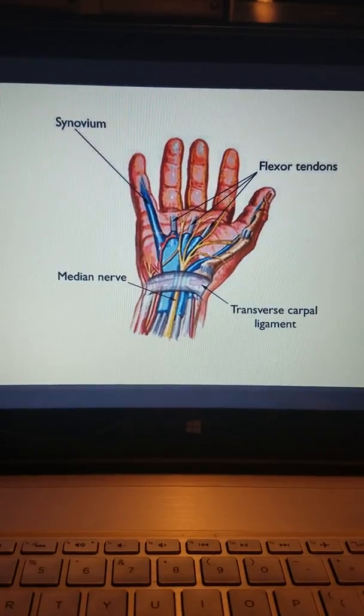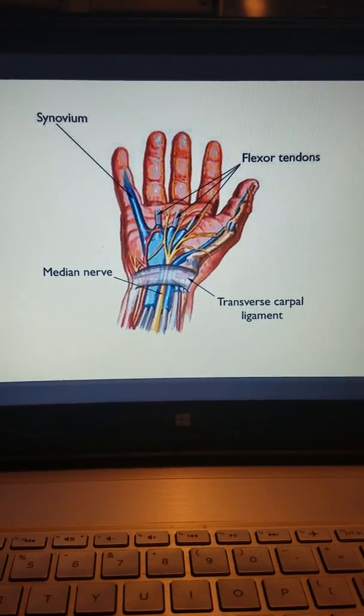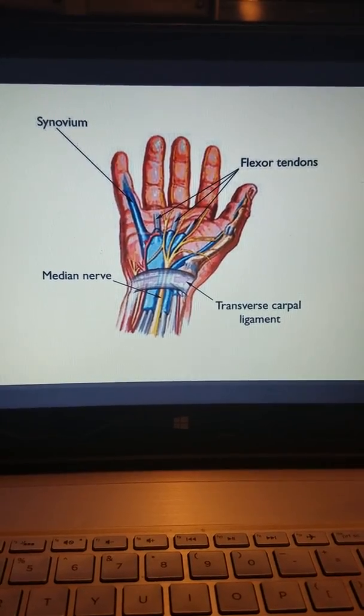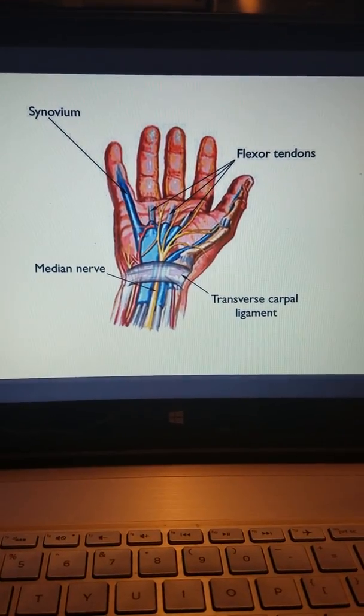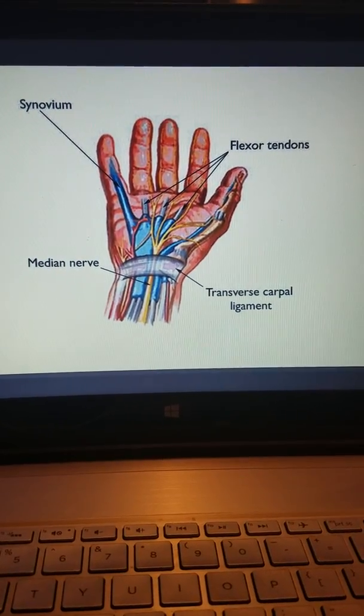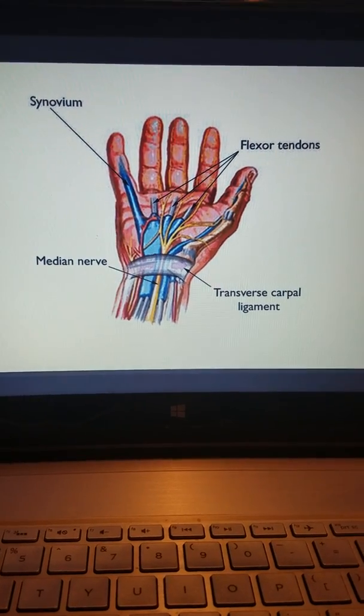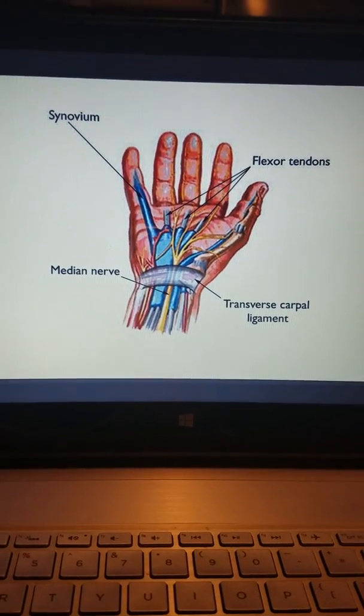Normally the synovium will help you move your fingers easier by lubricating these tendons, but when it swells over time, it will take up space and overcrowd the nerve, which will put pressure on the nerve, resulting in pain, numbness, tingling, and weakness in the hand.